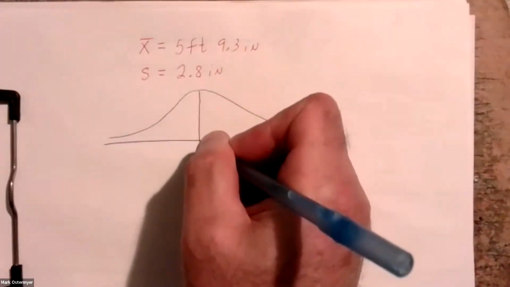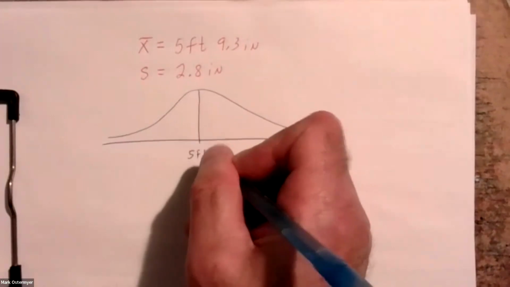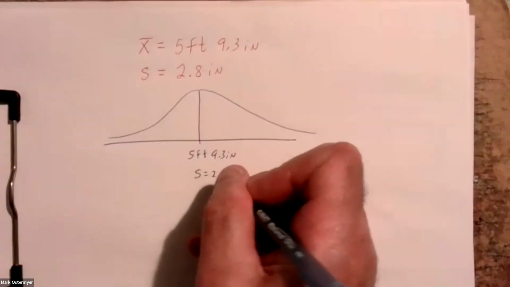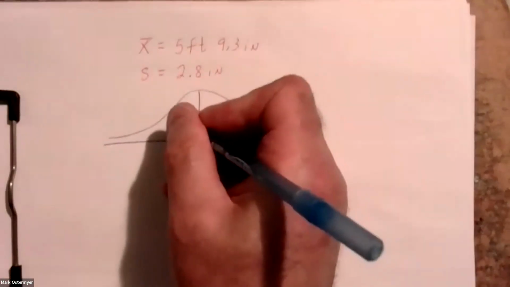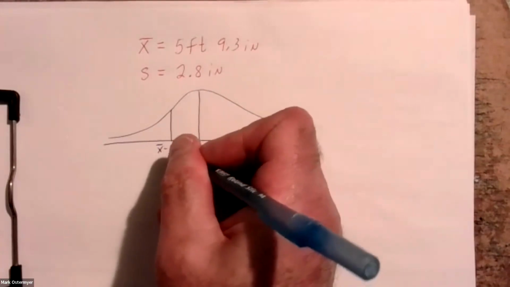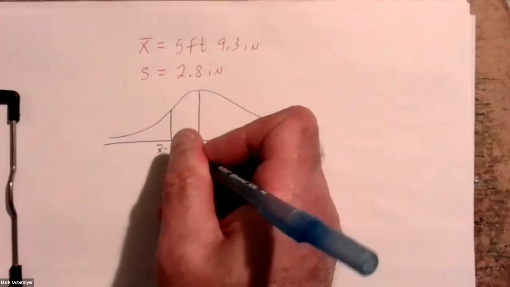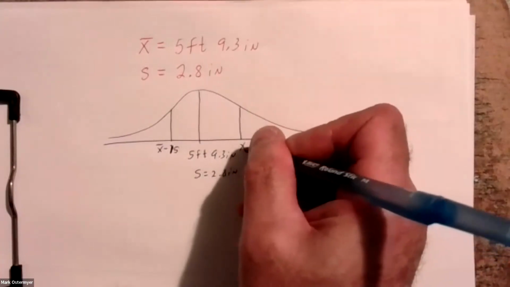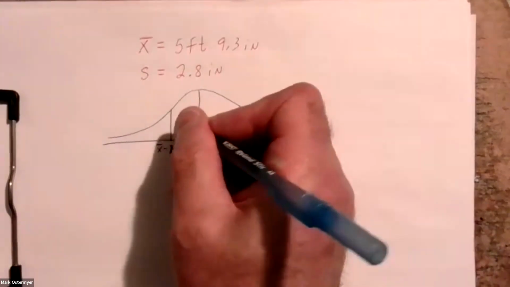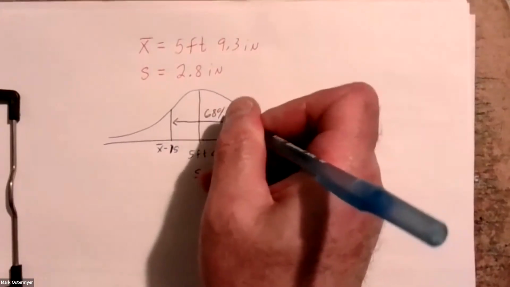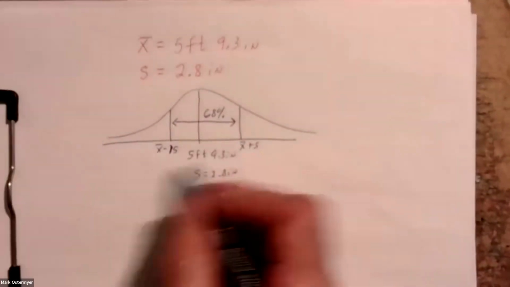So the average height of all these men is 5 feet 9.3 inches. Standard deviation is 2.8 inches. Once you go from 1 standard deviation below the mean to 1 standard deviation above the mean, the empirical rule guarantees that about 68% of your observations are going to lie between these two endpoints. So let's find these endpoints.